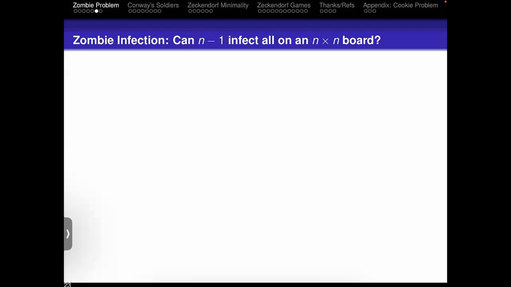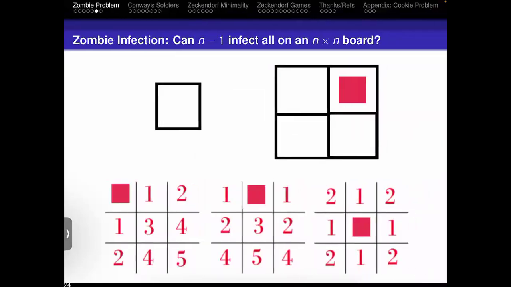Good, but not a 2x2 board. There's something easier than a 2x2 board. 1 by 1. So we start with the 1 by 1 board, and we see clearly that with just n minus 1 infected cells, i.e. 0 infected cells, it's not going to work. On the 2 by 2 board, by symmetry, there's only one place to infect. And so we see that on the 2 by 2 board, it won't work.